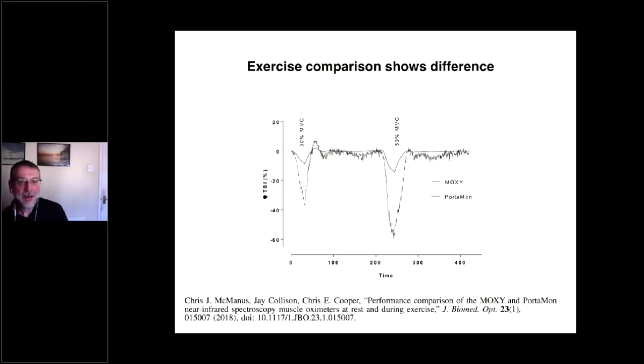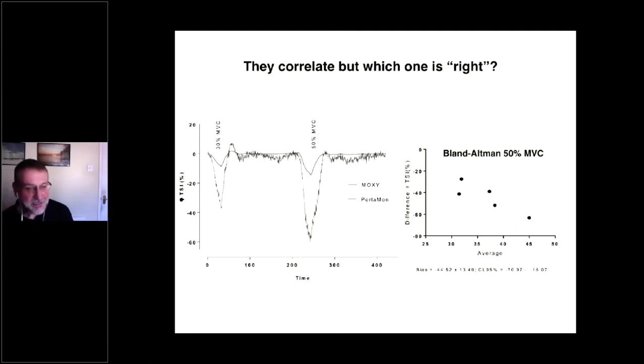And this shows you a 30% and a 50% maximal voluntary contraction in the arm using the Portamon and the MOXIE. And in both cases, you can see the 50% gives you a deeper drop in muscle saturation, but they're not the same. So they will correlate if you compare one or the other, but the absolute number will be different. And then the question is, they correlate, but which one is right? And that's been an issue around the field for 20, 30, 40 years.